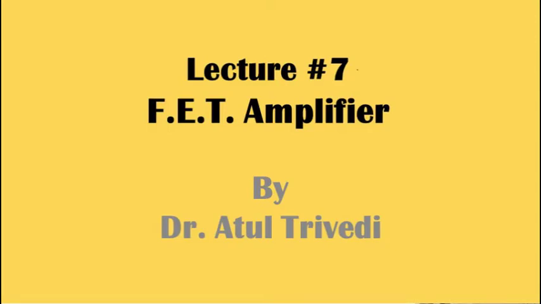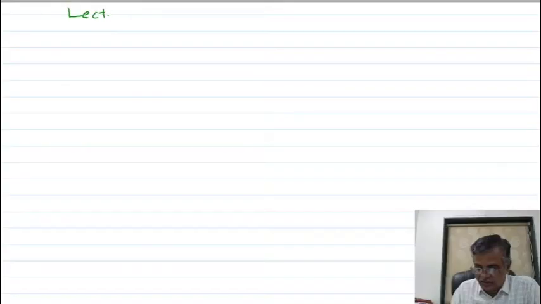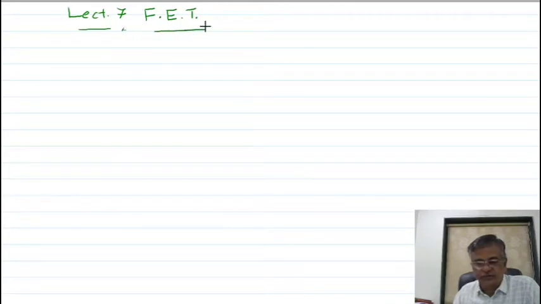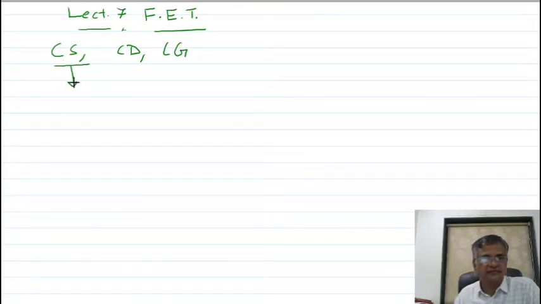Students, I am starting your lecture number 7 for field effect transistor amplifier. After the last lecture, we have discussed the common source amplifier. There are three different configurations of field effect transistor: common source, common drain, and common gate amplifier. We have already discussed the common source amplifier. Today we will discuss the common drain amplifier.